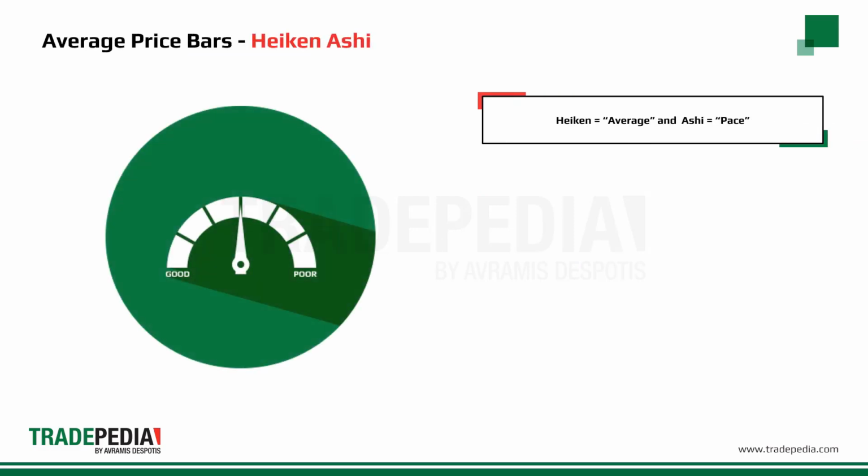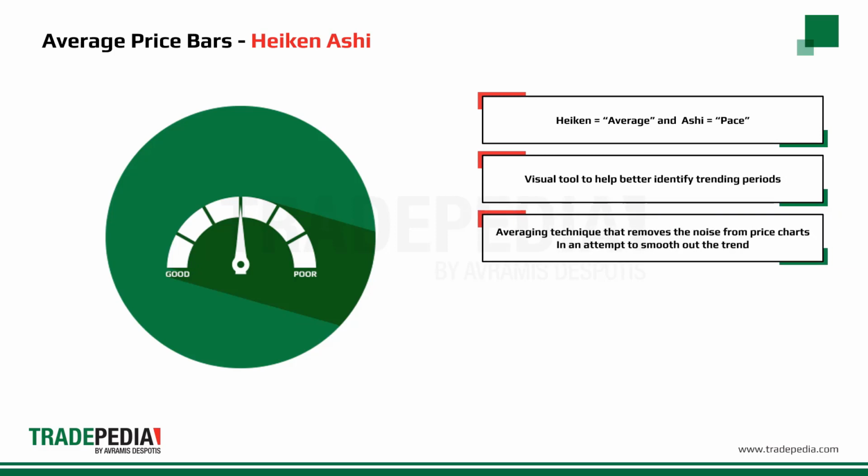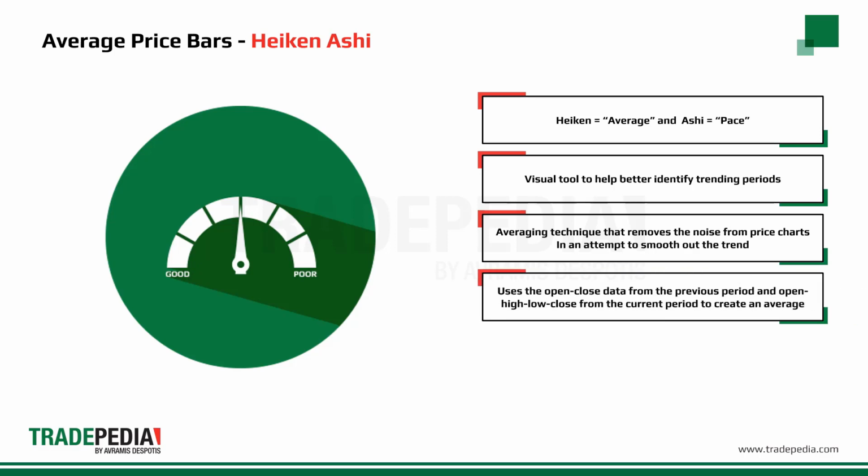Heikin refers to average, and Ashi is translated to pace. Taken together, Heikin-Ashi represents the average pace of prices. It is a visual tool to help traders better identify trending periods. Heikin-Ashi is an averaging technique that removes the noise from the price charts in an attempt to smooth out the trend with high accuracy. This technique uses the open-close data from the previous period and the open-high-low-close data from the current period to create an average candlestick.